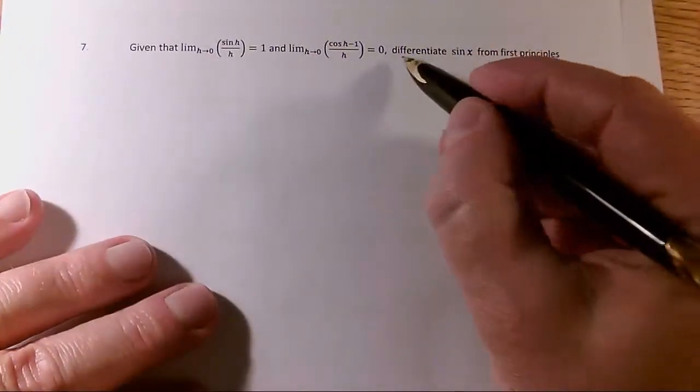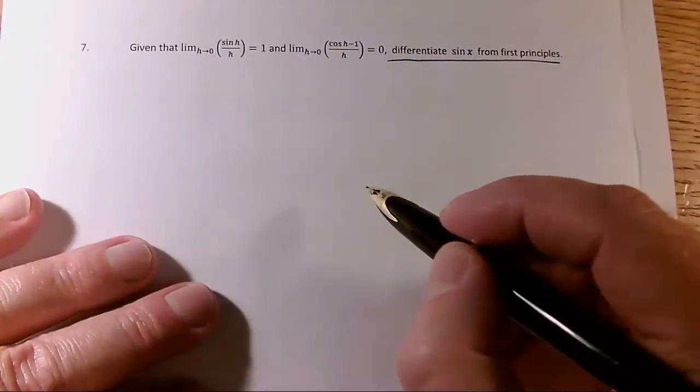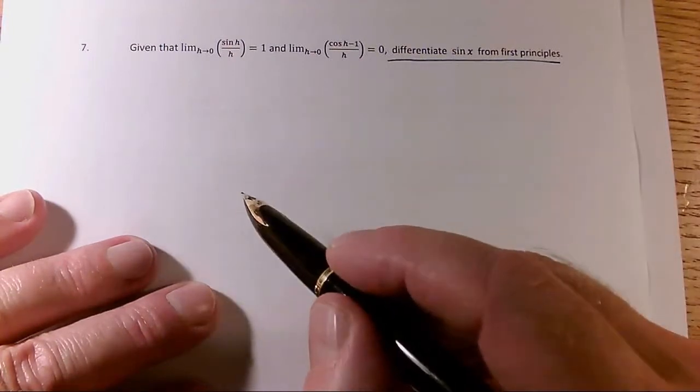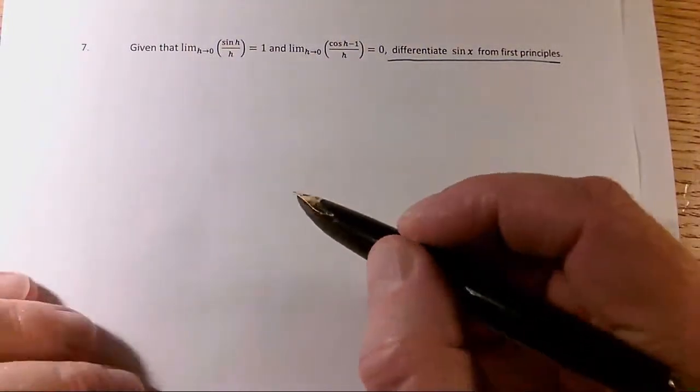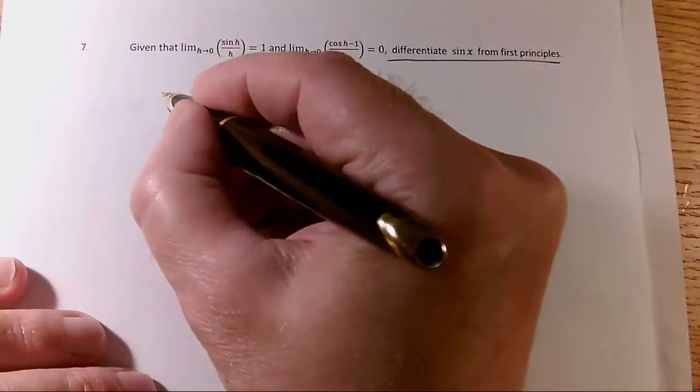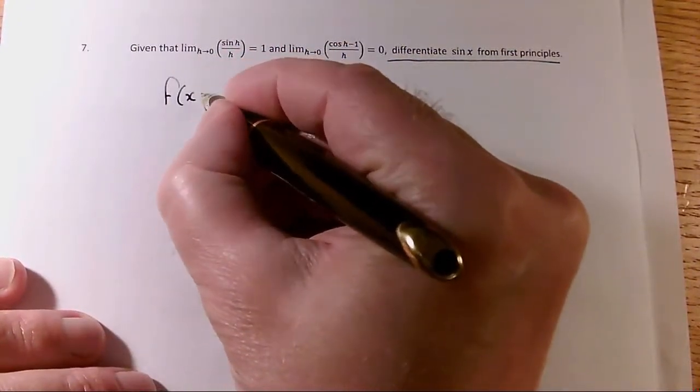Okay, we've got to do differentiation of sine x from first principles, and I'm given a couple of limits which I'm going to use. So I'm not going to need the small angle approximations this time. So differentiation from first principles, we always need to set this up.